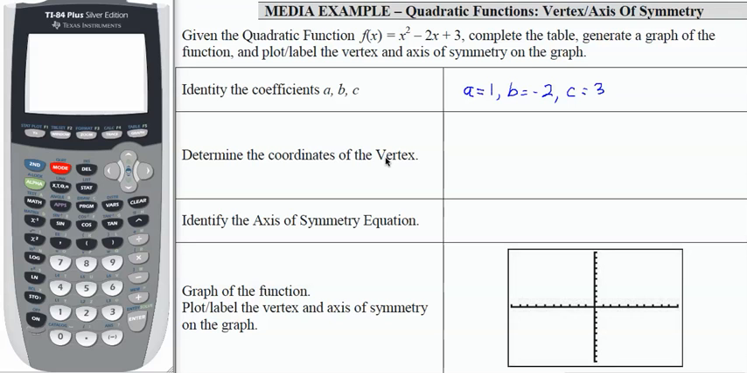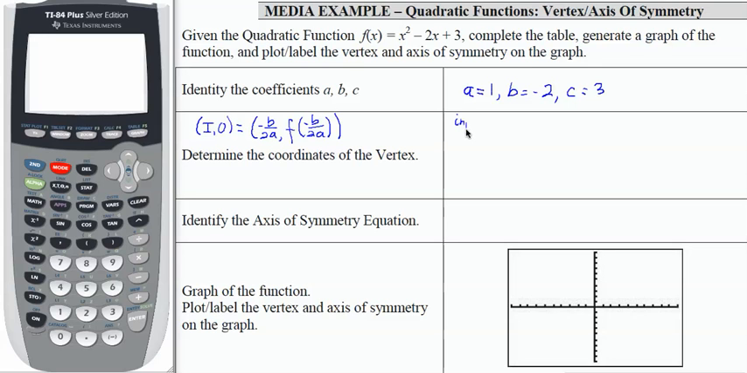To determine the coordinates of the vertex, what we're looking for is an ordered pair, input comma output, where the input is computed using the formula -b over 2a. And then to find the output, we take whatever we got for input, which was -b over 2a, and we put that into our function f. So this is just very fancy notation for the output using the input -b over 2a. So let's see if we can figure that out.